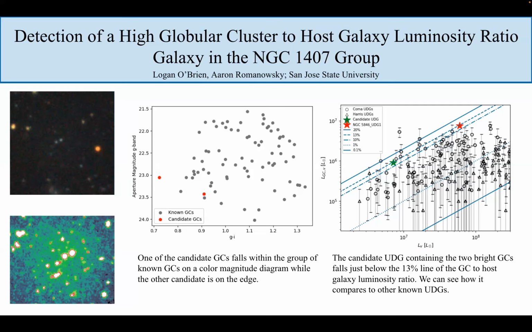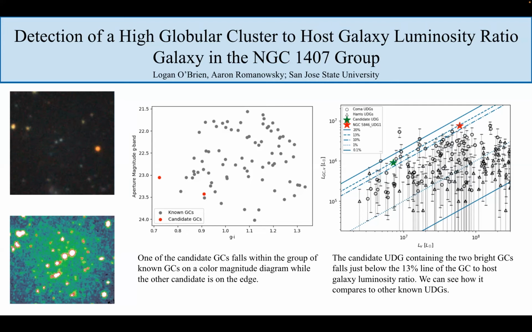And this middle plot was me just trying to verify that they are globular clusters. So I plotted their magnitude versus their G minus I color, along with other known GCs in the 1407 group. And one of them falls well within the group. One of them is sort of off to the edge, so we might have to go back and see what that's all about.